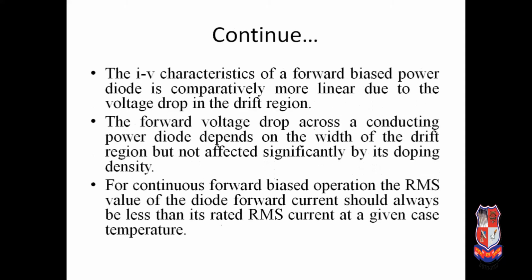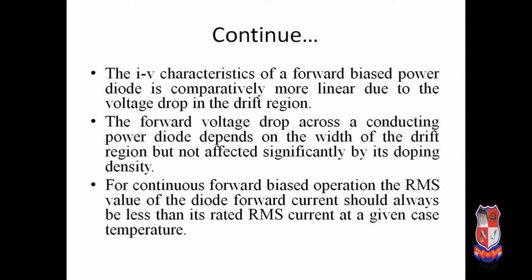Now the next point, the IV characteristic of the forward biased power diode is comparatively more linear due to the voltage drop in the drift region. So you can get a linear characteristic when it is connected to forward bias, due to the voltage drop in the drift region. Now next, the forward voltage drop across the conducting power diode depends on the width of the drift region but is not affected significantly by its doping density. Correct. So whatever the doping density, it does not affect the forward voltage, but the width can.